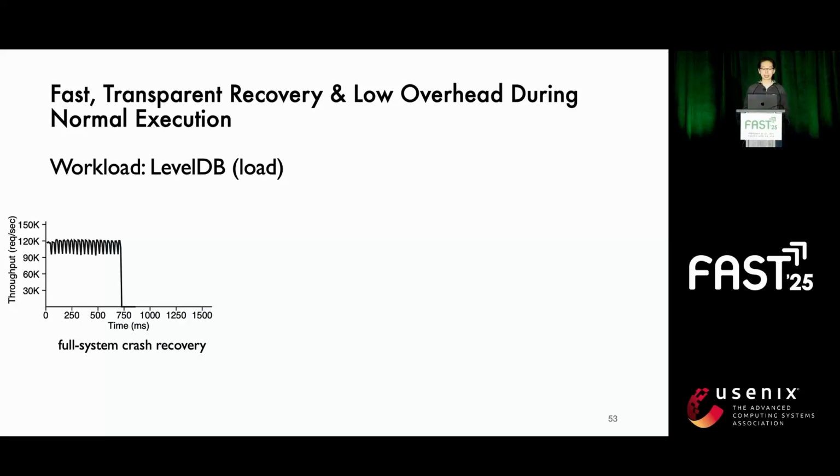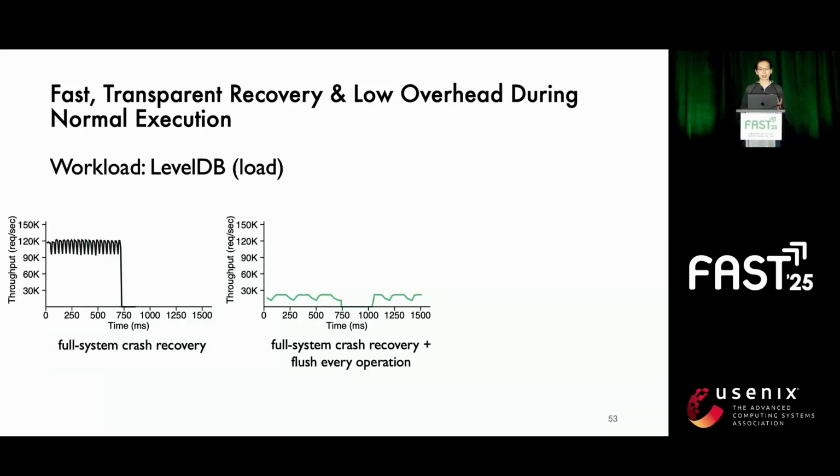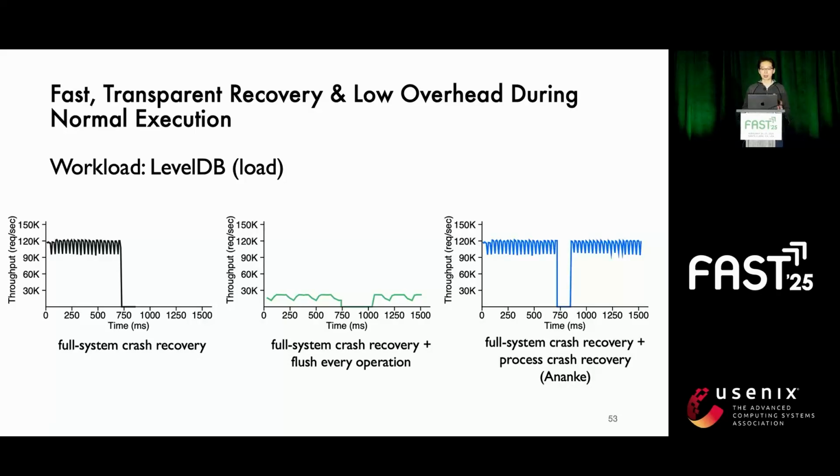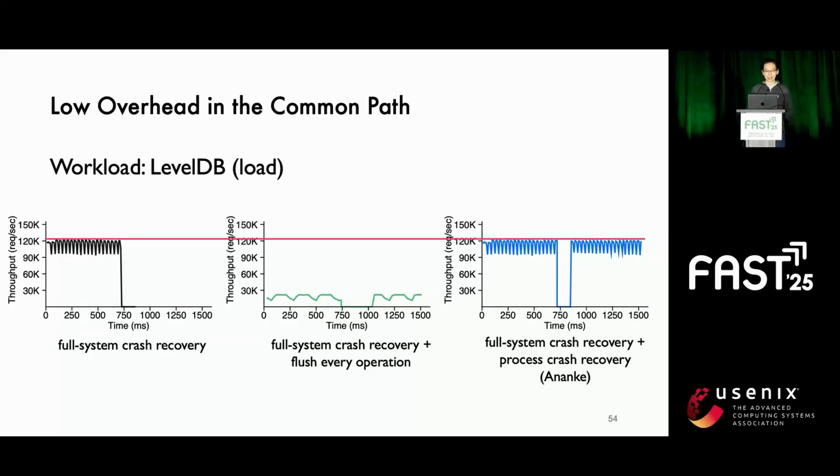We compare Ananke with full system crash recovery, the system that flushes every operation to the disk. The experiment runs LevelDB workload. X-axis is the timeline, Y-axis is the throughput. Ananke delivers the same level of common path throughput compared with the vanilla system and shows large benefit over the approach that incurs extra flushes.